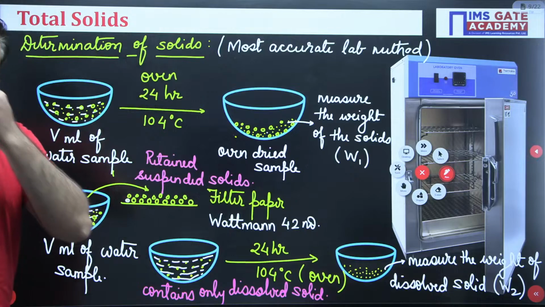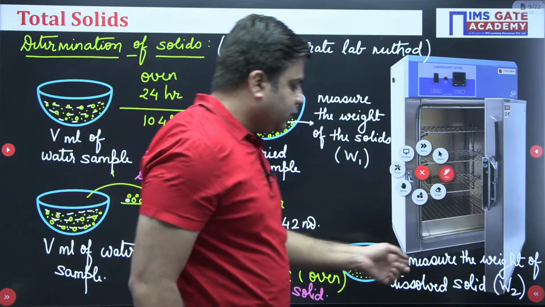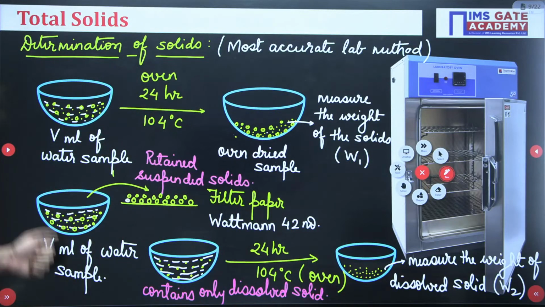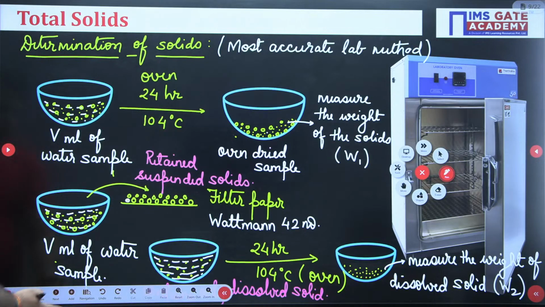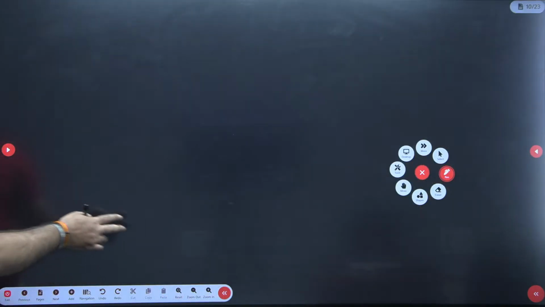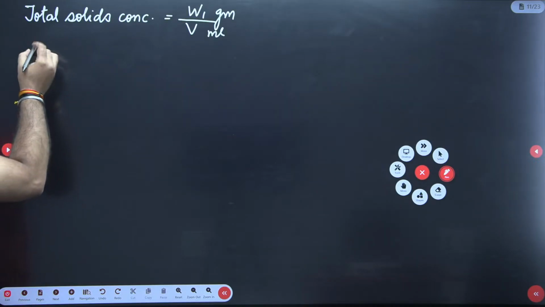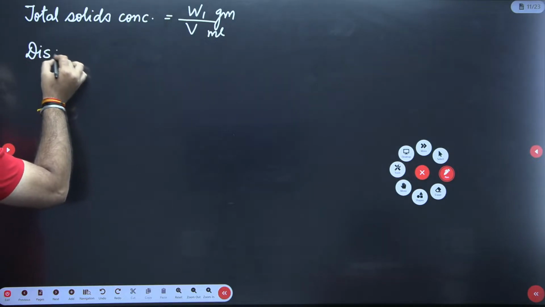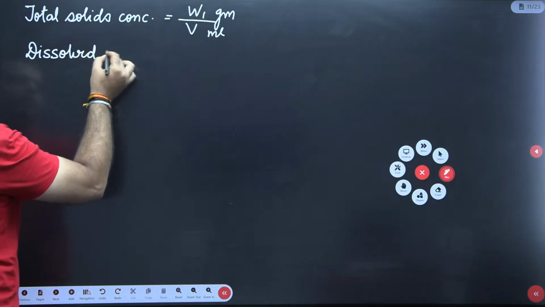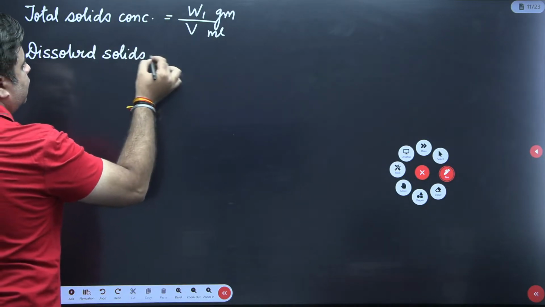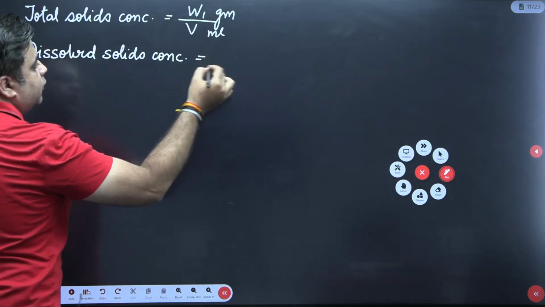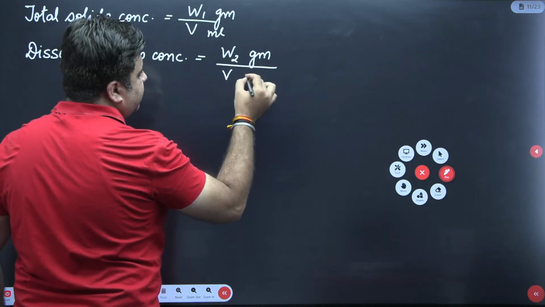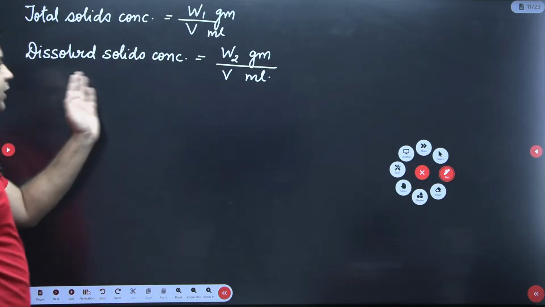Now you can calculate the concentration of dissolved solids. The concentration of dissolved solids is W2, the weight of dissolved solids in grams, divided by the volume of the sample, that is V mL. So that will be the concentration of the dissolved solids, right?